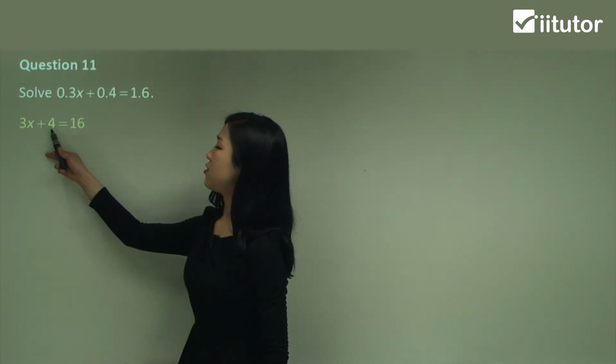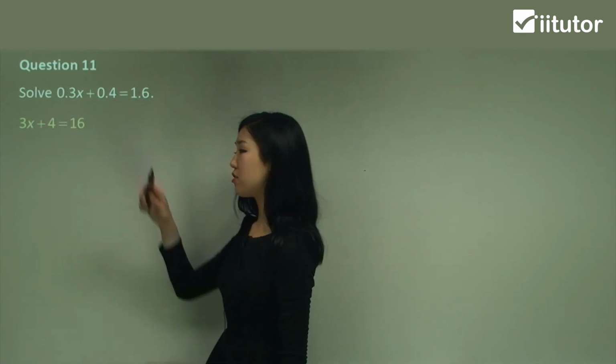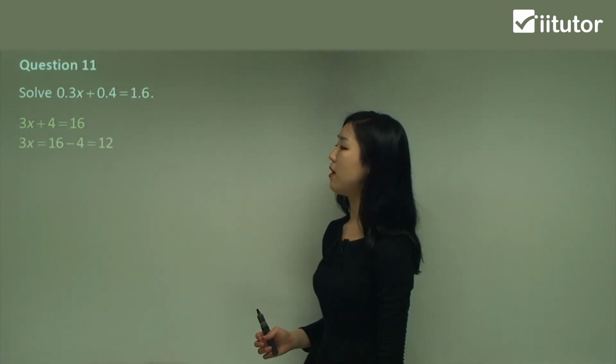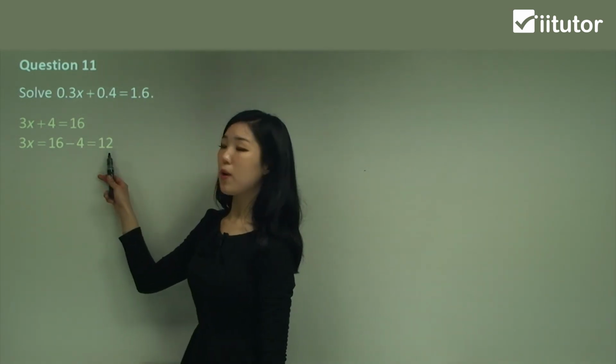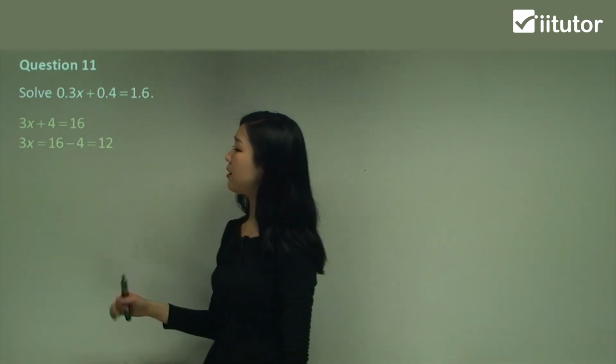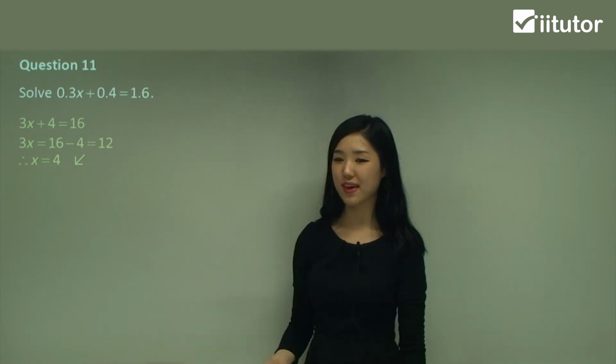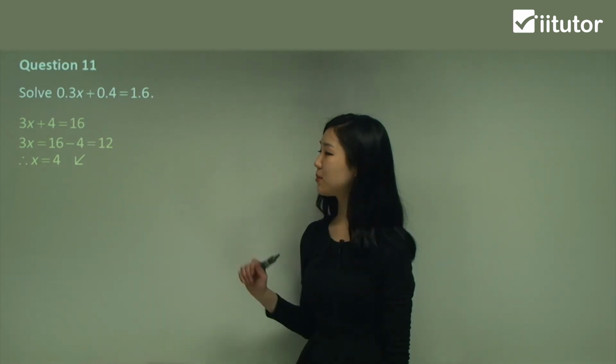And then now, do the same thing. The plus 4, I'll move it onto the other side to make it subtraction. So 16 minus 4 is 12. 3x is 12. So how do we get rid of the 3? Simply divide. So 12 divided by 3 is 4. That's how we get the answer. Okay? And that's pretty much it.